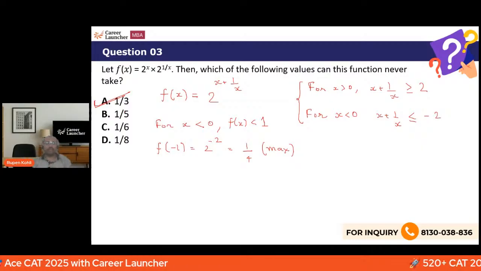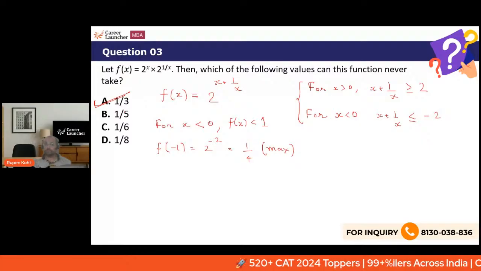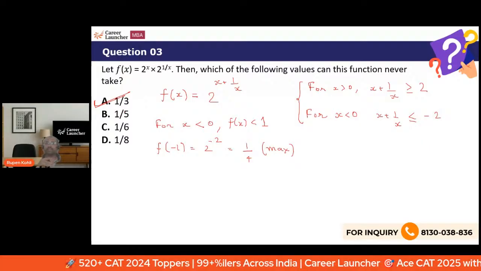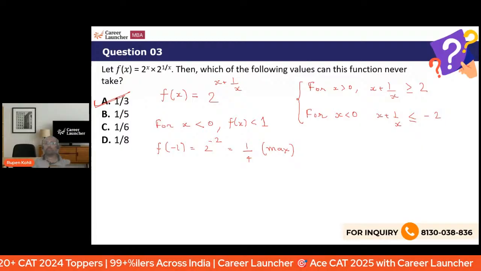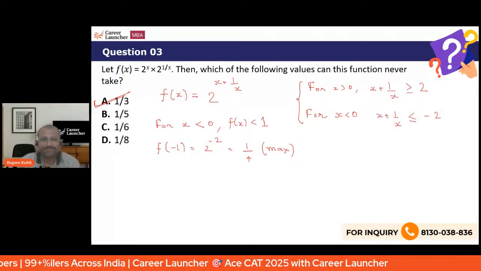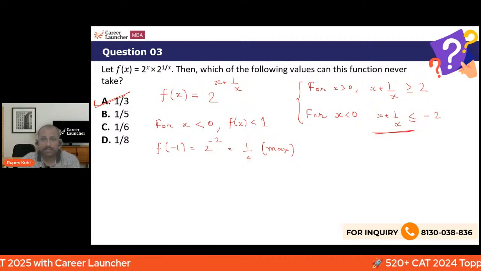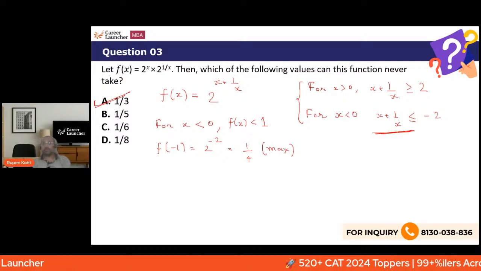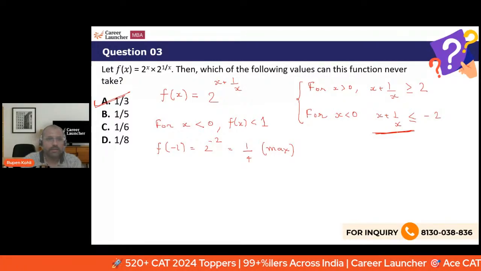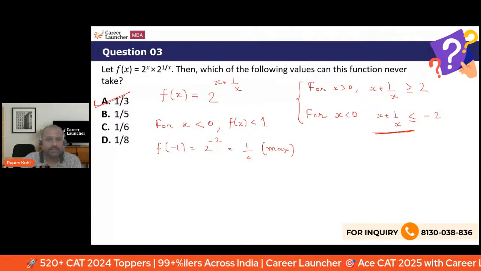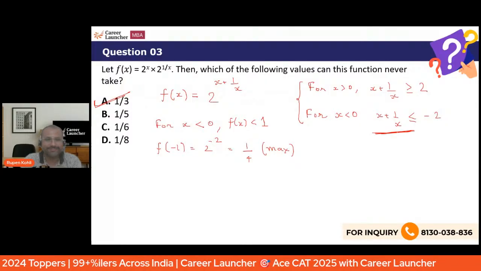This function can never take the value 1 by 3, because for that, x plus 1 by x needs to be something more than -2, which is not possible. All right, so this was the problem on the range of the function x plus 1 by x. All right, ready for the next one? Let's see.